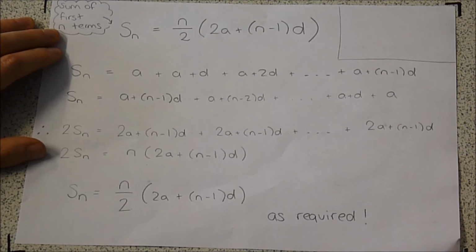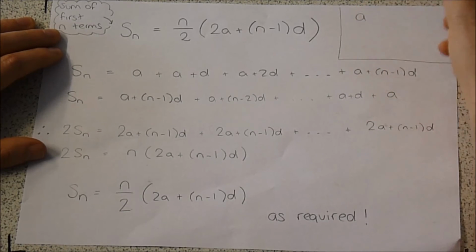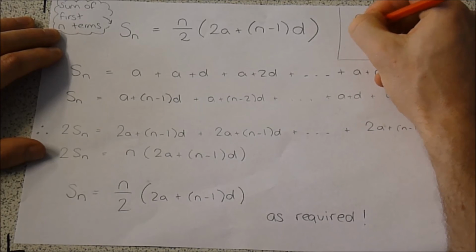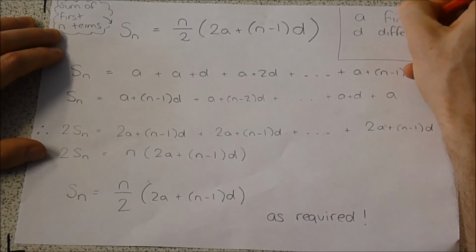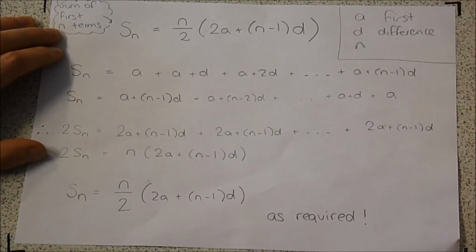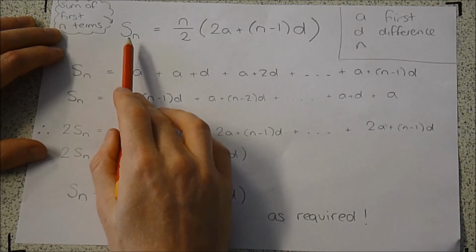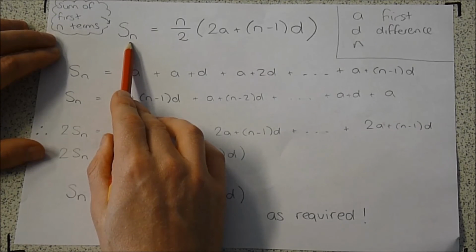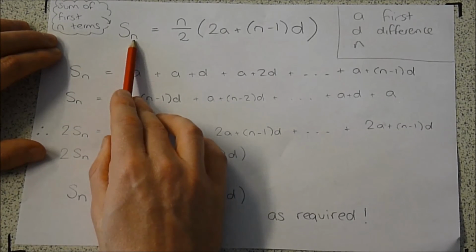Right, arithmetic series. Main things to remember. A stands for the first term. D is the difference. And N is the term number, or sometimes number of terms. So what you might be asked to do is prove that this is the sum of the first N terms. And this is what this notation means, Sn.